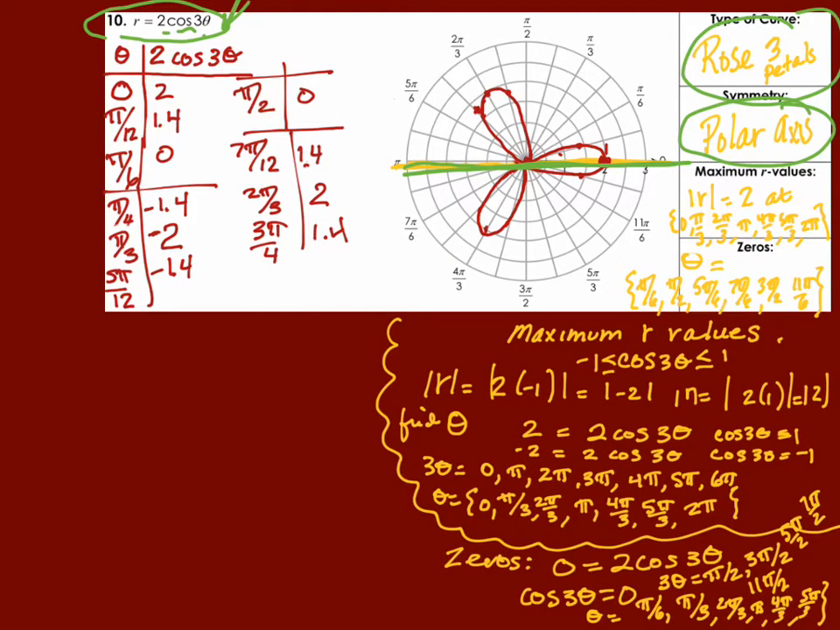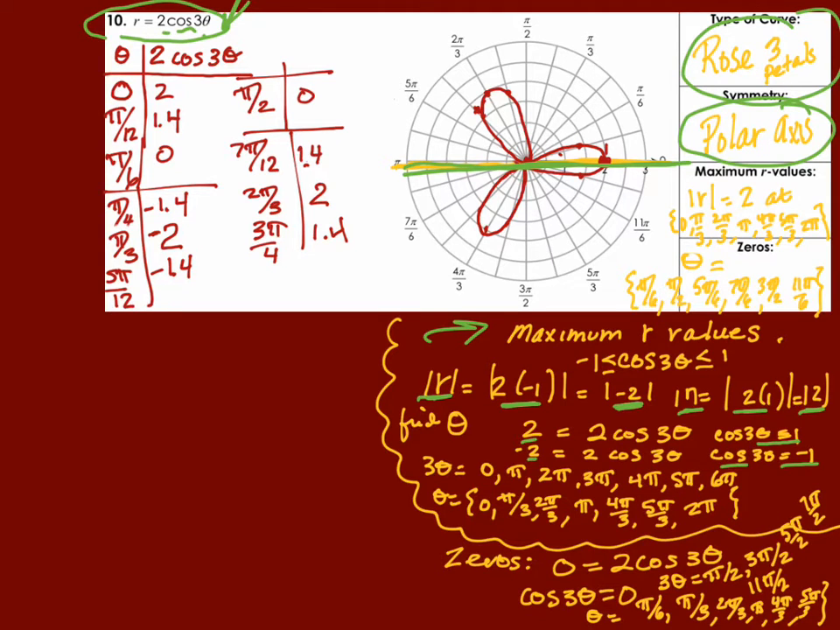Now, how big are these petals going to be? I'm going for my maximum R values now. The absolute value of R, I would make, it's going to be 2 cosine of a negative 1 to get the negative value, and that's the absolute value of negative 2. And then the absolute value of R with a positive 1 gets you a positive 2. So I'm going to have positive 2's and negative 2's. So I find theta. If I use a positive 2, I get cosine 3 theta equals 1. And if I use a negative 2, I get cosine 3 theta is negative 1. So I'm looking for plus or minus 1.